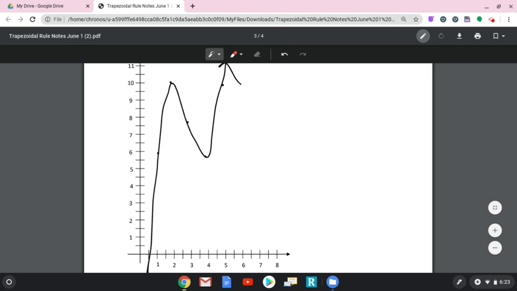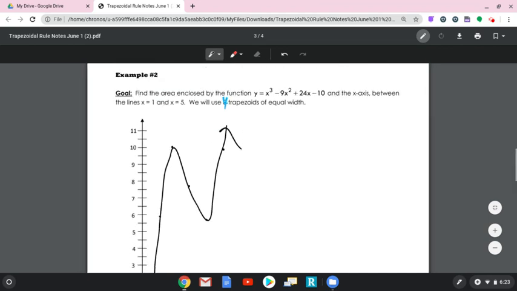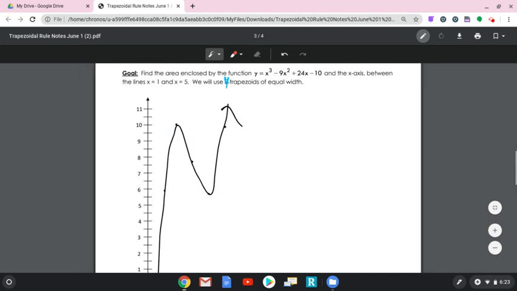Now, this is slightly different. This is a cubic graph because we have x cubed. But we're still going to do the same thing. Let's take a look at what we're going to break everything into. So we're breaking it into 4 trapezoids. That means 4 is n. So I know n is equivalent to 4.